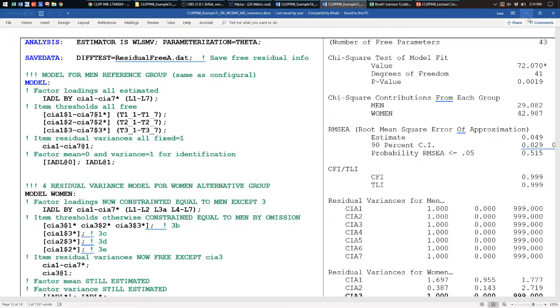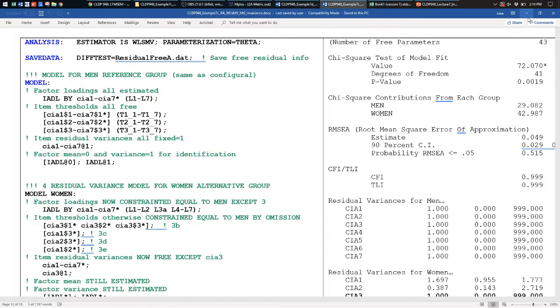Okay, now for the tricky part. Up to this point, everything works the same as CFA. This is the point where it diverges. Residual variance invariance is possible to test in an IFA framework. To do it, though, you have to go one step backwards.